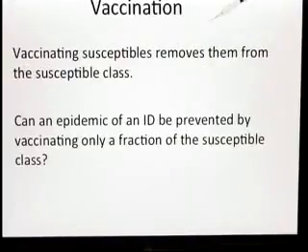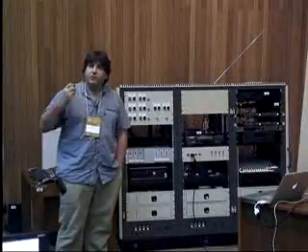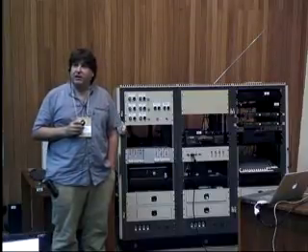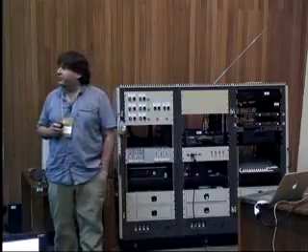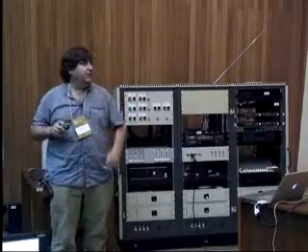So vaccines move individuals from the susceptible class to the removed class. And the question is, not everybody can be vaccinated, so do you even try? Is it possible to prevent an epidemic, meaning make R0 less than 1, by vaccinating only some subset of the population? And if you can, what is that subset? What does it depend on?